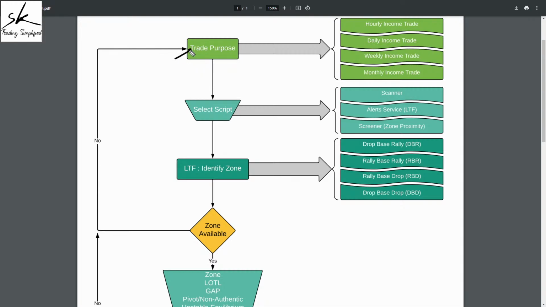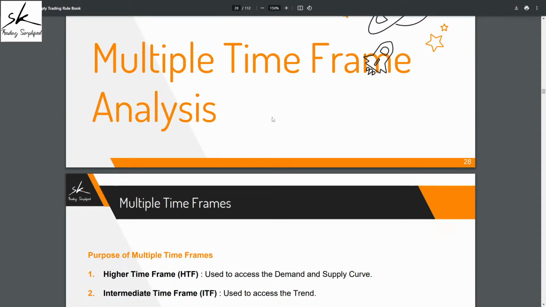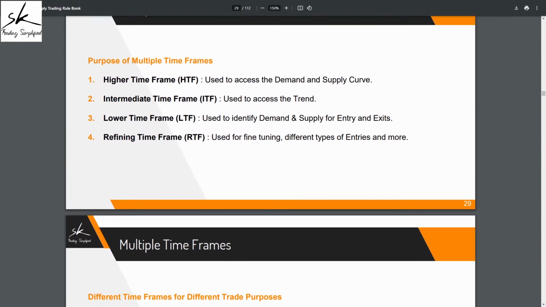So again, step one is I need to define my trade purpose, and let's assume I opted that I want to plan monthly income trades. Now, once I have selected my purpose of trade, what is going to happen? From the rule book, I'll get to know what time frames I should be using. Now, the demand supply methodology is not based on a single time frame. It is based on multiple time frame analysis. So what are the multiple time frames we use?